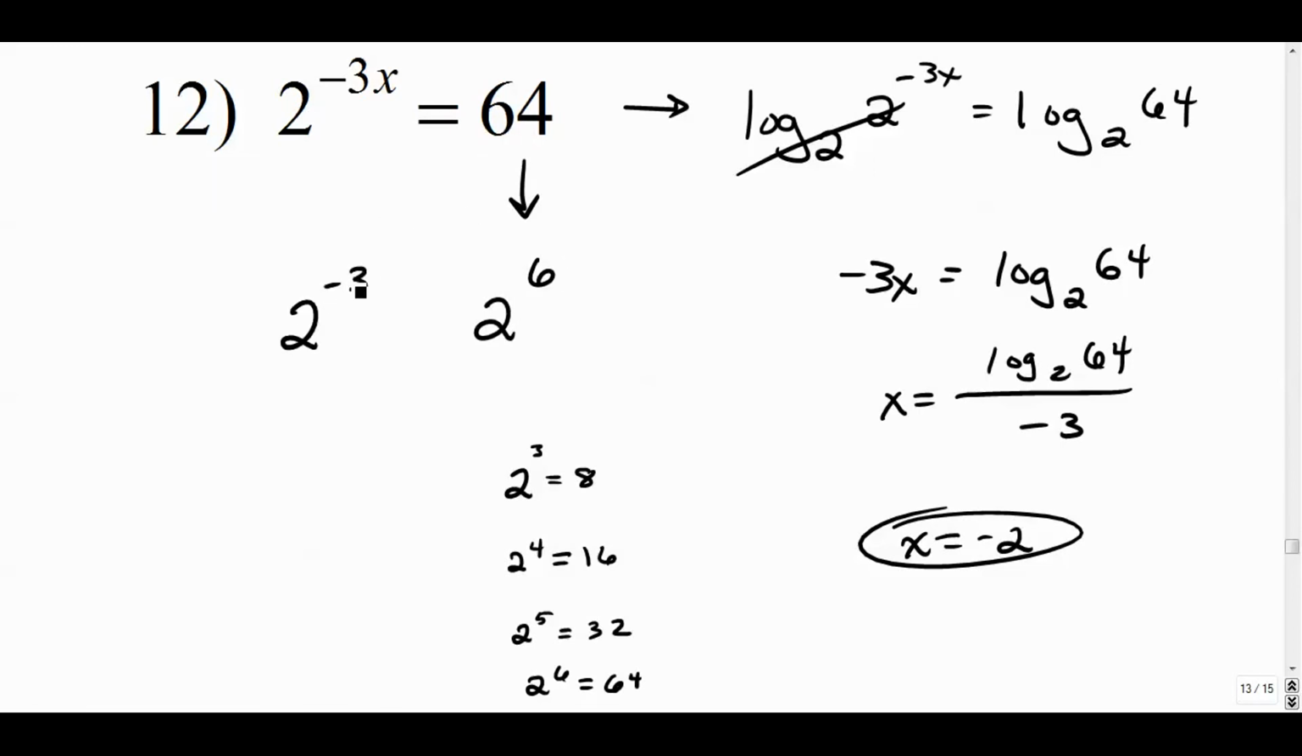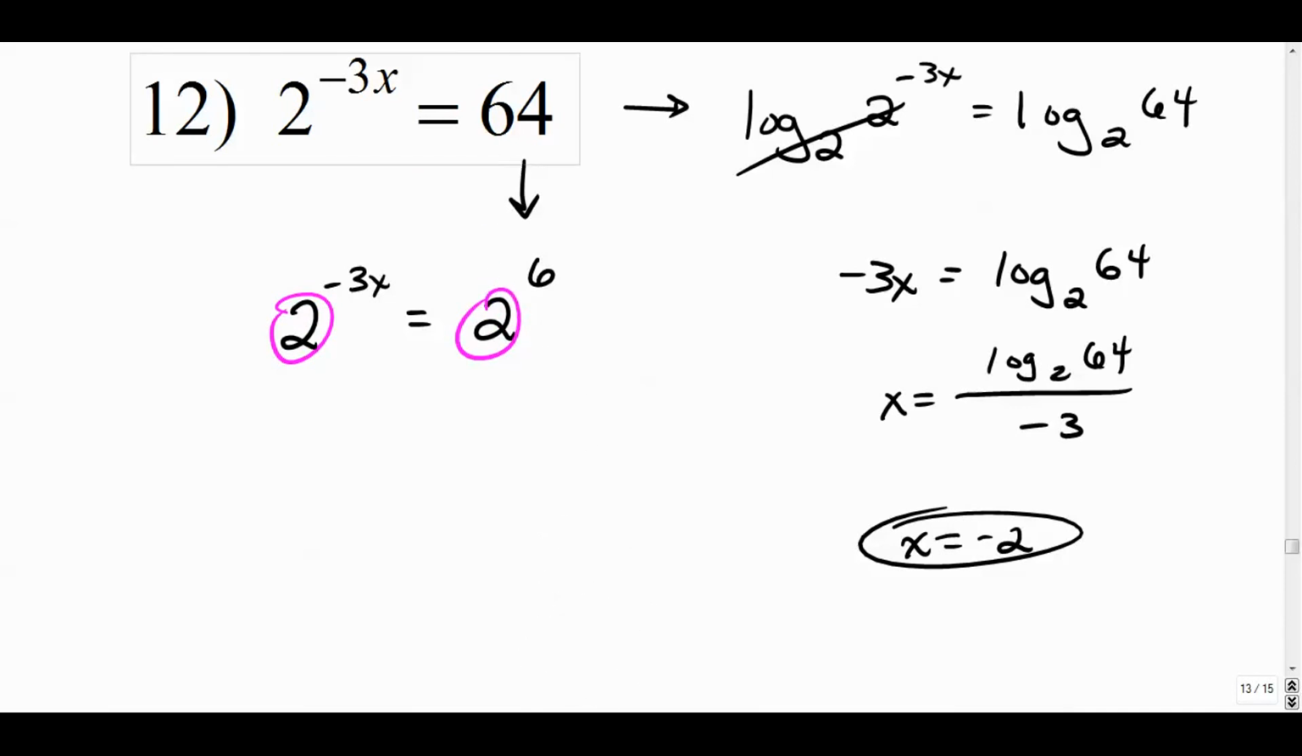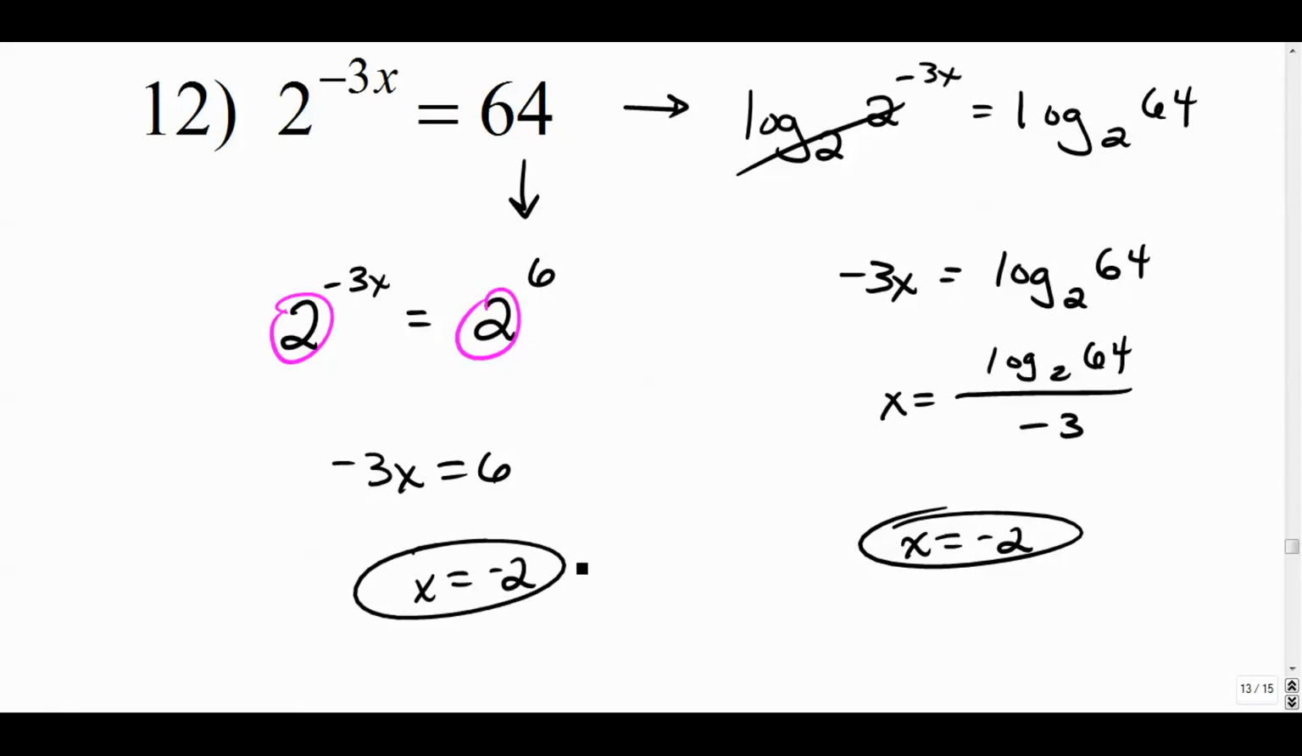So I get 2 to the negative 3x equals 2 to the sixth. The reason I did that is so now I have these two bases. When those two bases are the same, just set their exponents equal to each other. Negative 3x equals 6. X equals negative 2, which is what we got earlier. So it's kind of a cool trick if you can sort of base match.